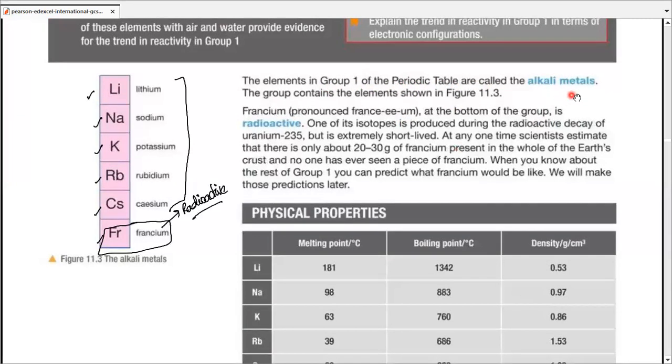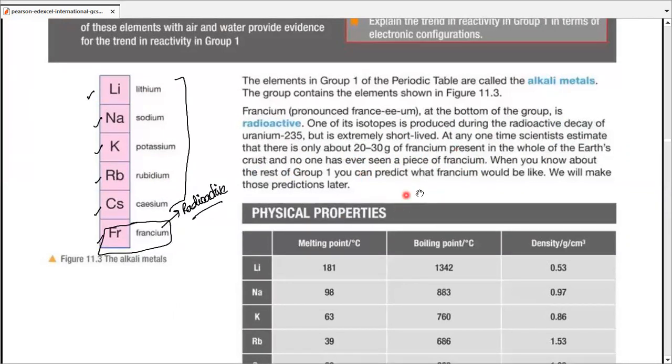If we use the word metals with a group, that means all the members are metals. So all of these are metals, and there are no exceptions. Francium, bottom of the group, radioactive. One of its isotopes is produced during the radioactive decay of uranium-235, but it's extremely short-lived. At any one time, scientists estimate there are only about 20 to 30 grams of francium present in the whole of Earth's crust. So no one has ever seen a piece of francium.